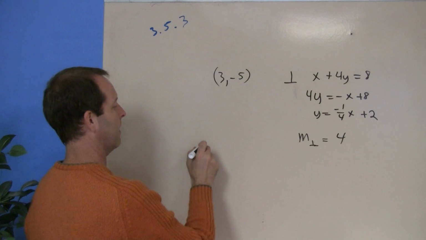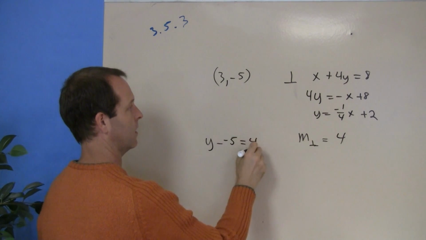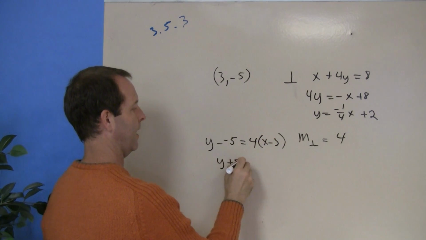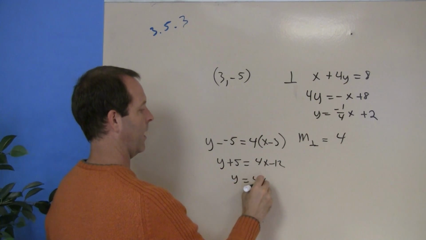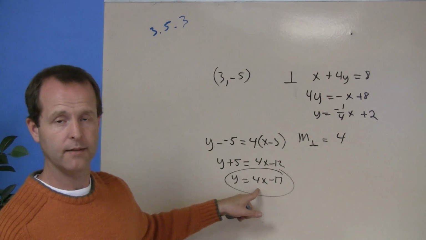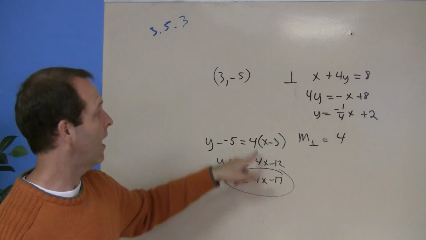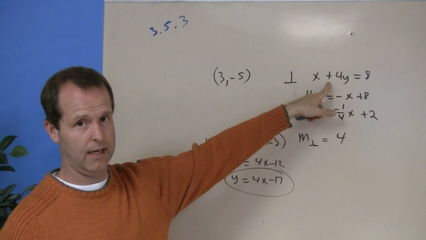So there I have a slope and I have a point. So let's go ahead, and that becomes y minus -5 equals the slope times x minus 3. y plus 5 equals 4x minus 12. y equals 4x minus 17. So there is the equation of a line, in slope-intercept form, that matches the criteria of going through this point, (3, -5), and is perpendicular to that line.